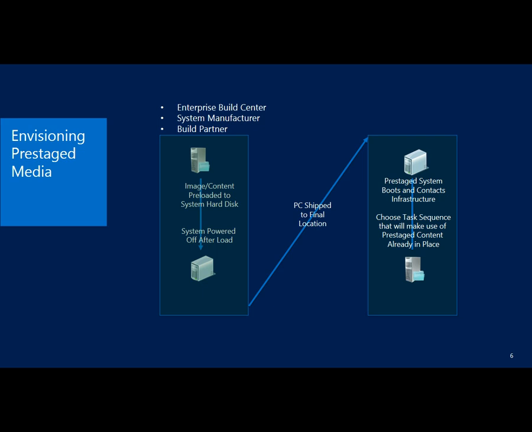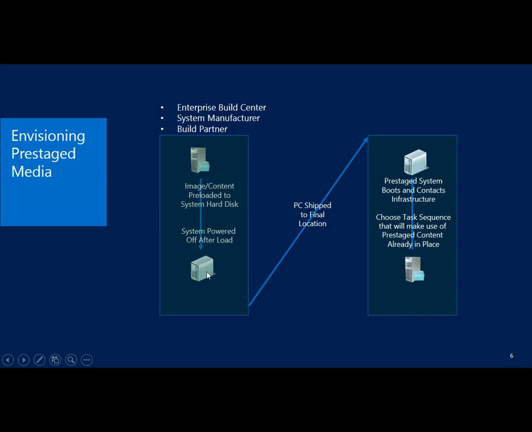So on the left-hand side would be your enterprise build center, your system manufacturer, your build partner, whatever it is. And in that case, you're going to have your image and your content preloaded from the network or from a standalone media stick or whatever resource contains the content, the image that you're going to preload onto the hard disk. It is going to be here, and then we're going to drop it down onto the system that we are pre-staging for the content, right? Once we have the content pre-staged, then the process will actually turn the machine off.